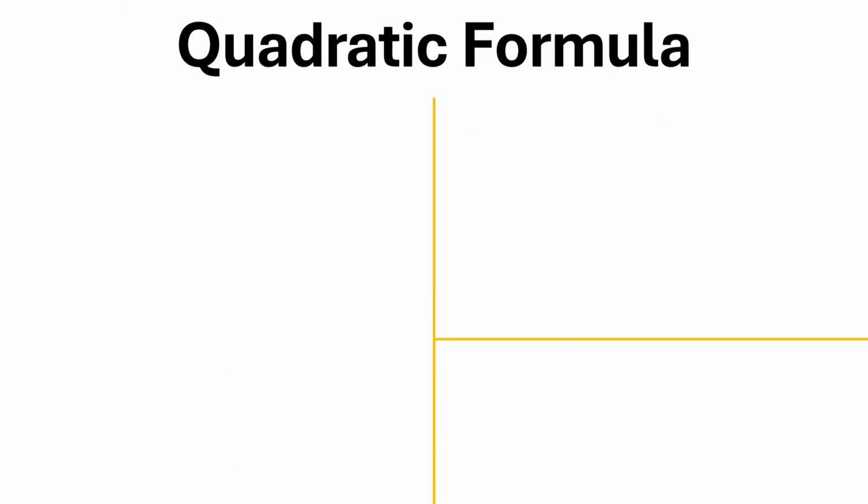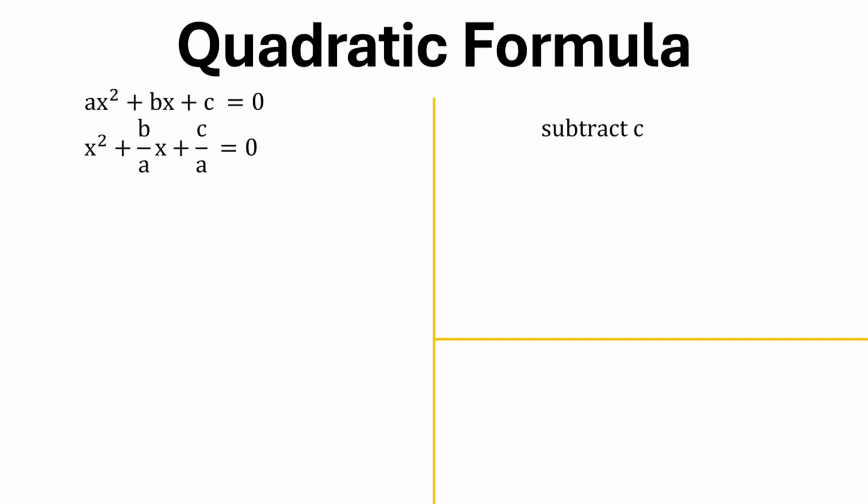Now, how do we derive the quadratic formula? Let's consider a quadratic in the standard form ax squared plus bx plus c equals 0. What we are going to do is complete the square. First thing is to divide through by a. Now we have x squared plus b over a x plus c over a. Next, subtract c over a from both sides. So, we have x squared plus b over a x equals minus c over a. Next, add b over 2a squared to both sides. That is, add half the coefficient of x to both sides.